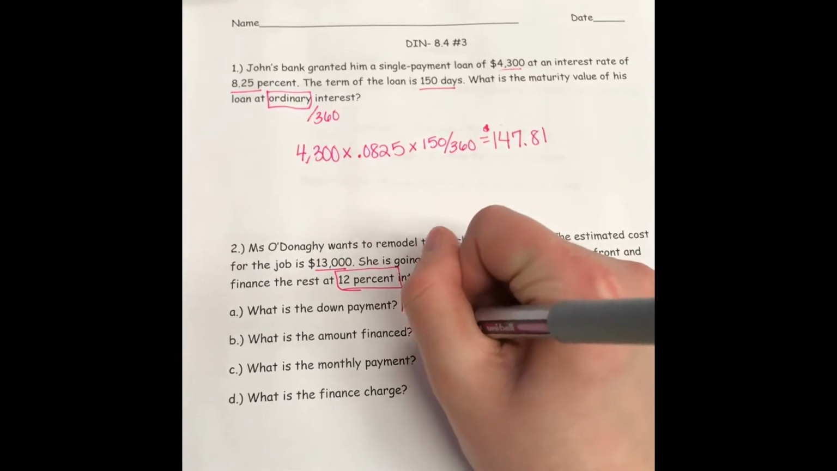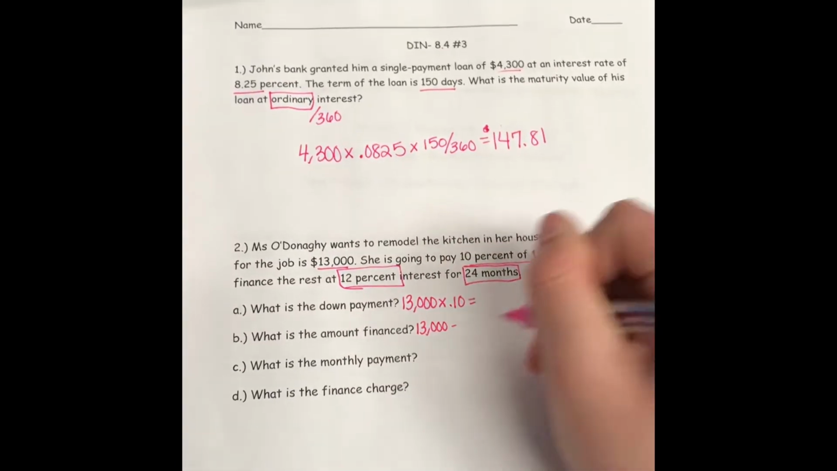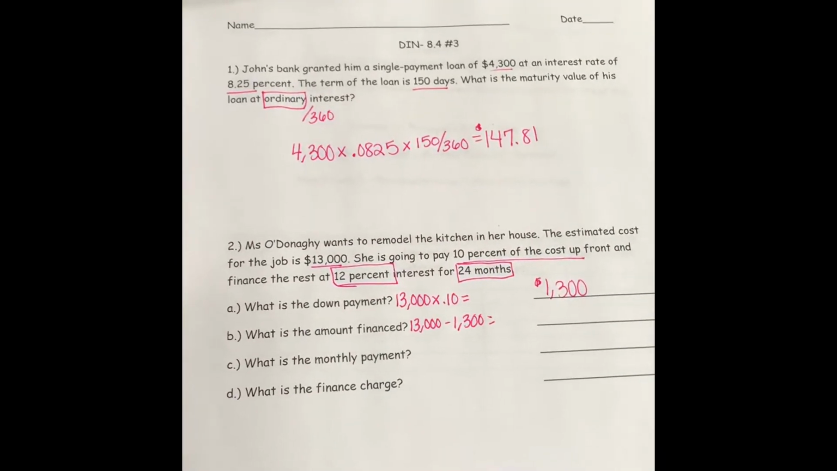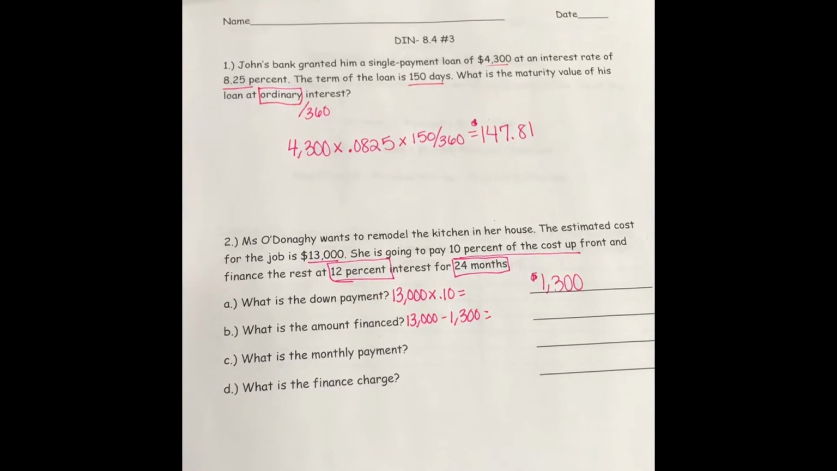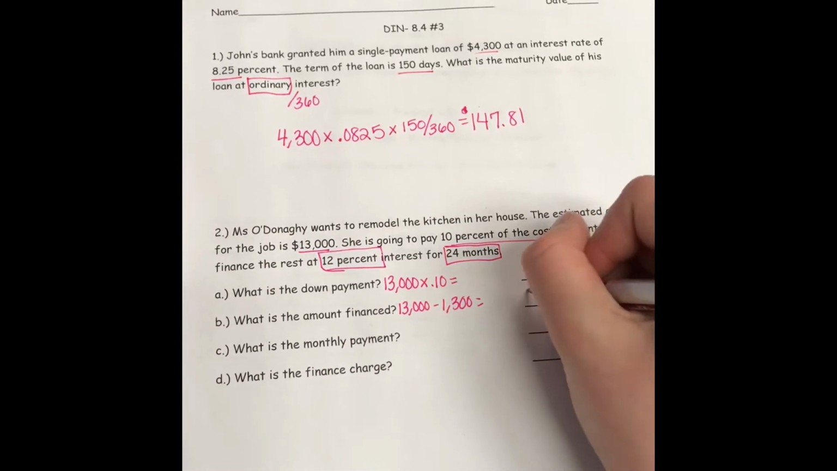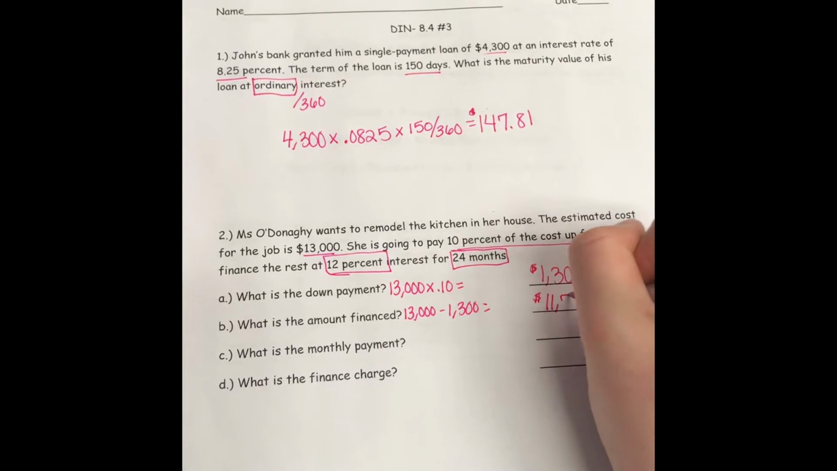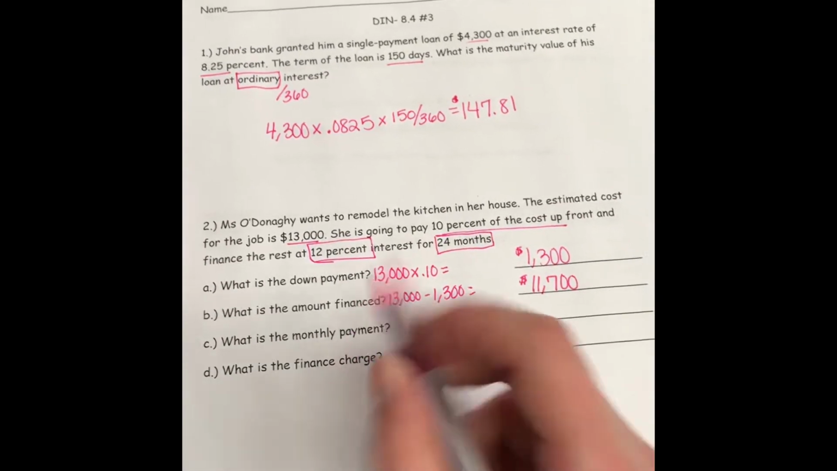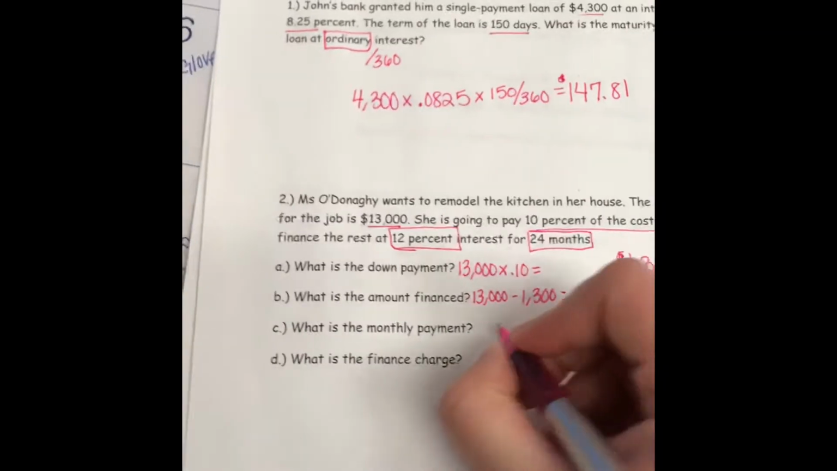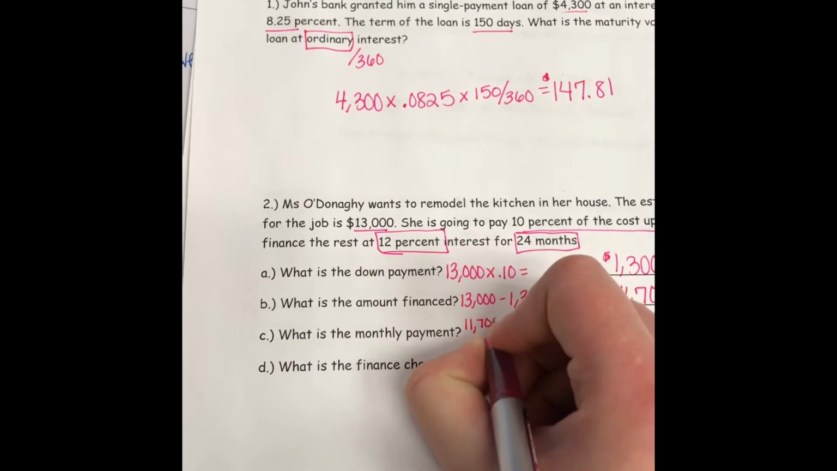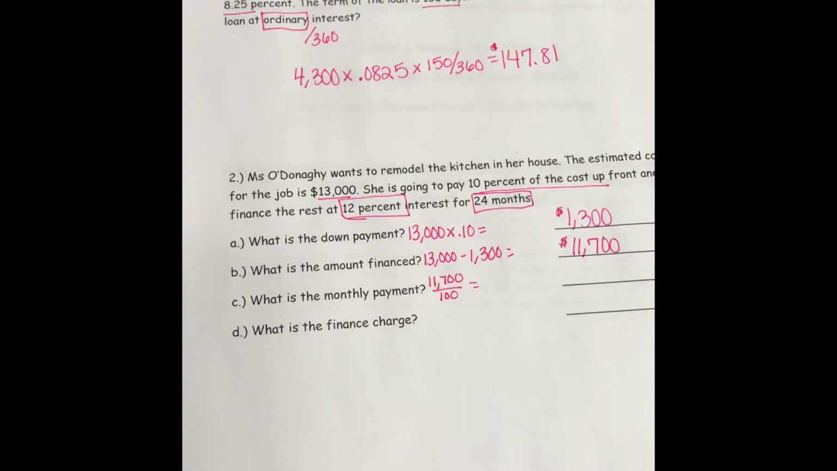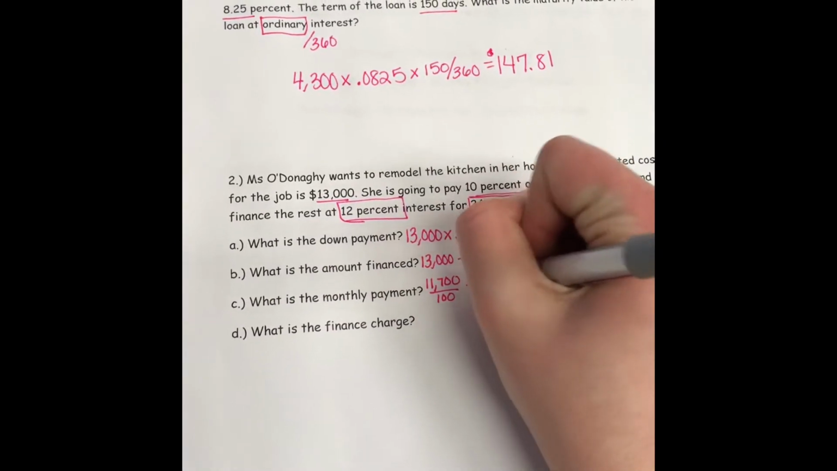The amount financed is found by subtracting your down payment, because you're paying that off ahead of time. So $13,000 minus $1,300. So we're financing $11,700. The monthly payment, remember we have to have our tables out. So my monthly payment, take my finance amount, $11,700, divide it by 100, which is 117.